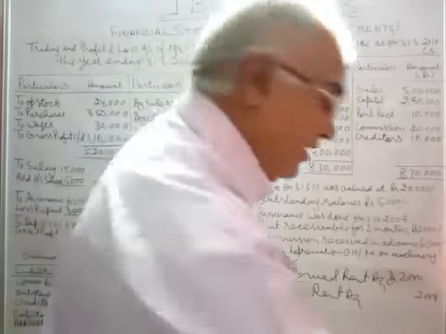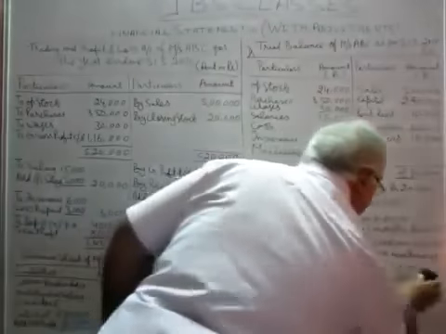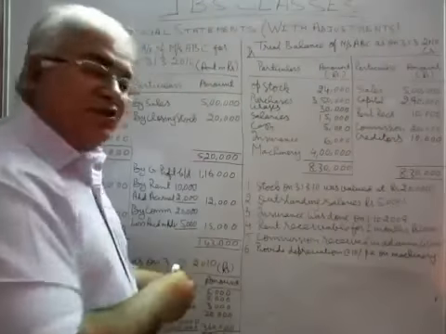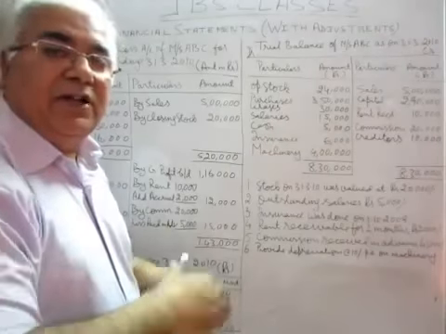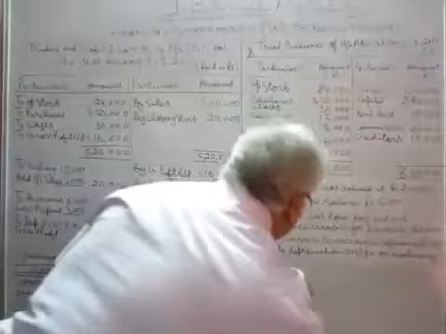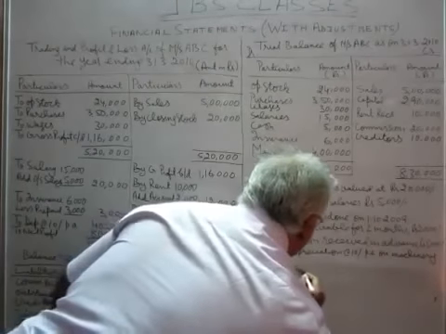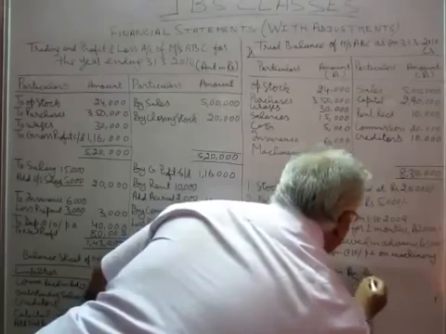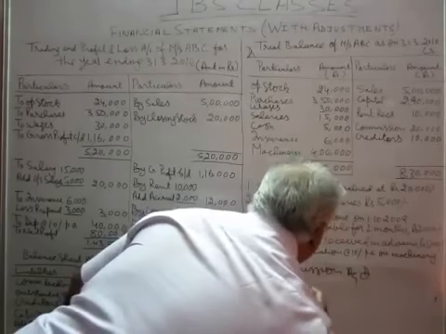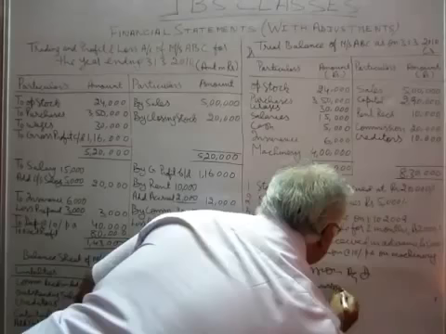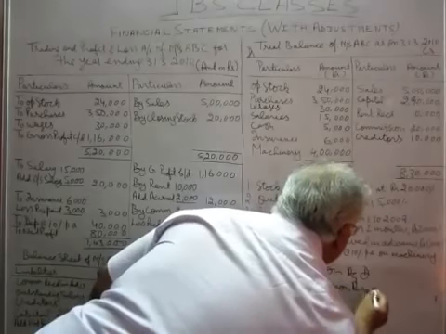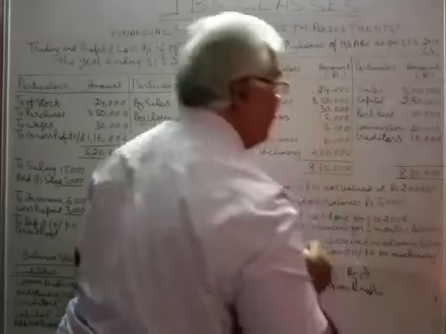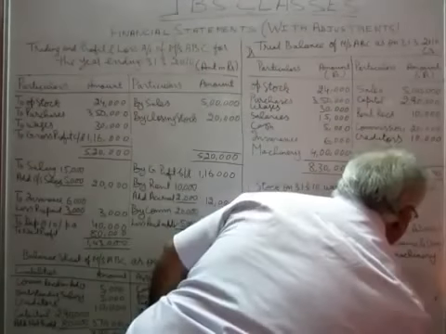So what shall be our entry for this? The entry for this should be, see, commission is to be reduced, so it shall be debited. Commission account debited to commission received in advance. That is how much? 5,000.